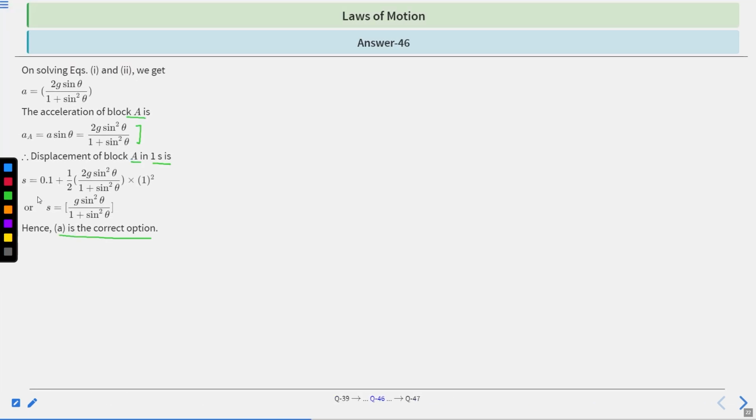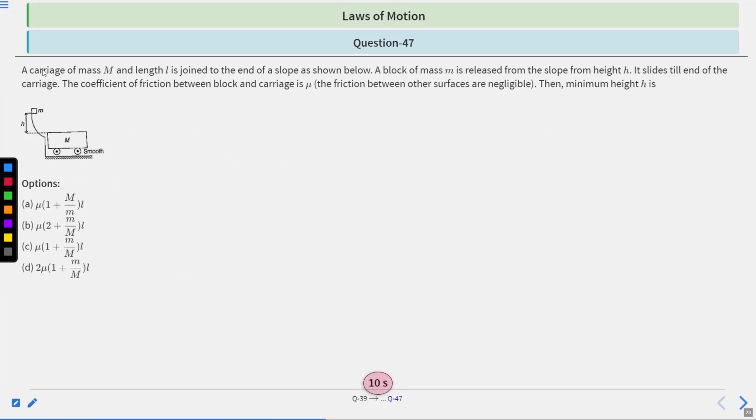Next question. A carriage of mass m and length L is joined to the end of a slope as shown in this figure. A block of mass m is released from the slope from height h. It slides till the end of the carriage. The coefficient of friction between block and carriage is mu. The friction between other surfaces is negligible. Note that. Then the minimum height h is what?